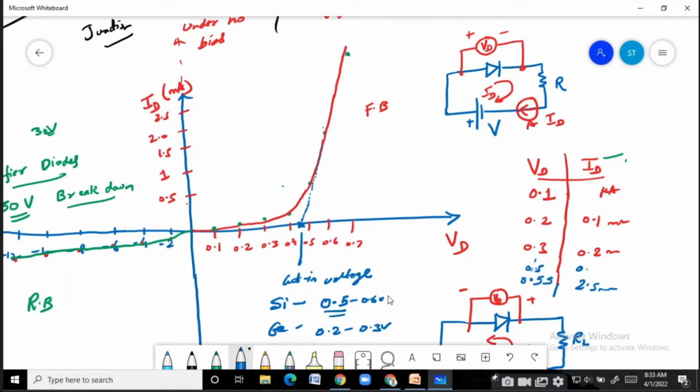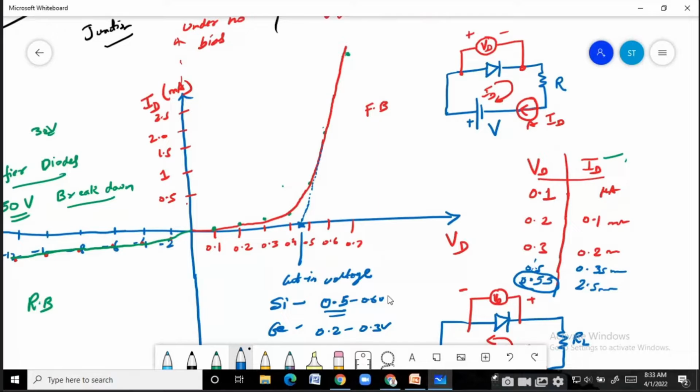it will be just suppose 0.35 milliampere. But at 0.55, it will significantly jump, suddenly to 2.5 milliampere. So from the table, you can say that this is the cut-in voltage. But since the readings in the table are discrete, you don't have continuous readings, so this may not give you a correct value.